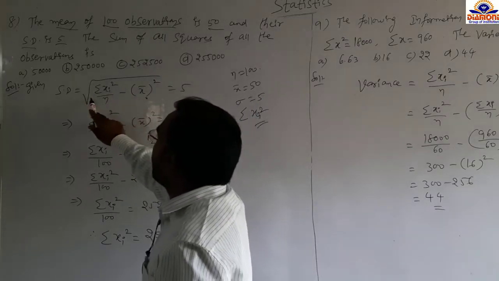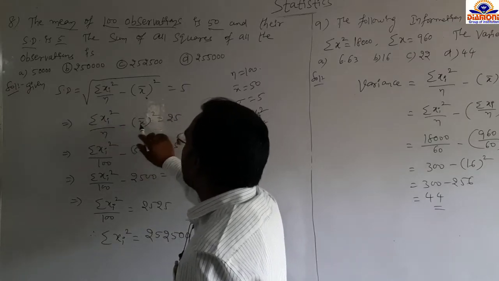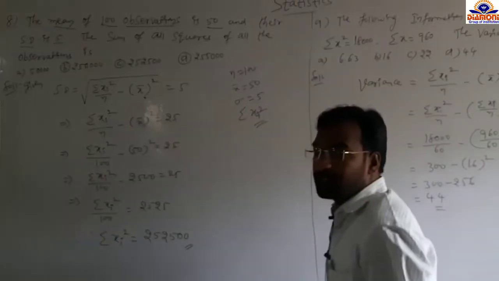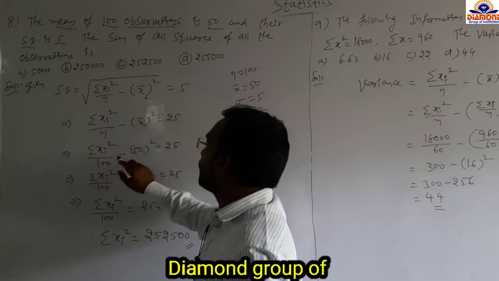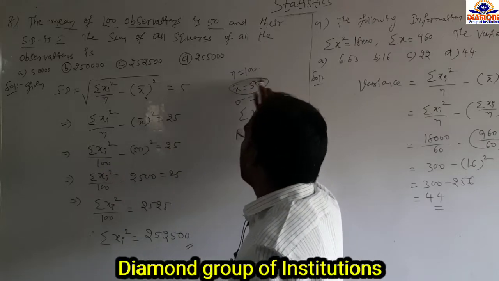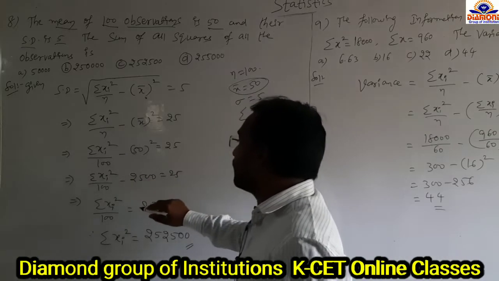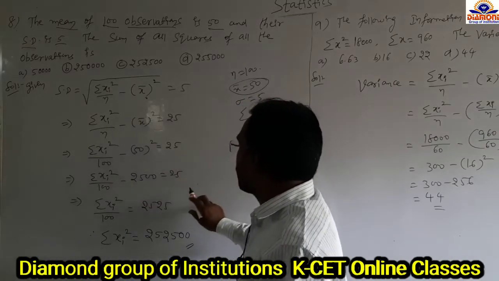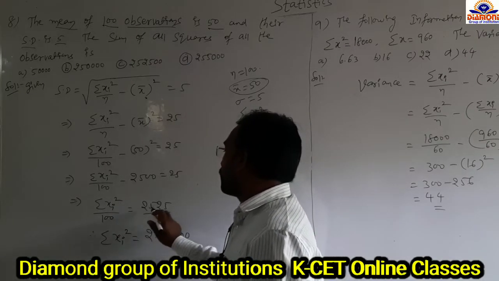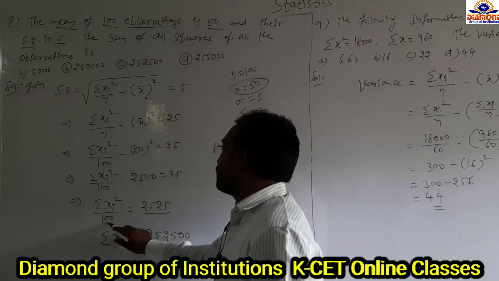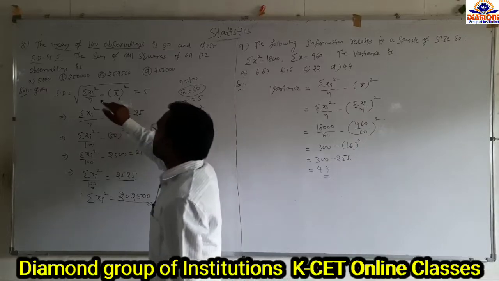So how to remove the square root on both sides? Squaring both sides, summation xi square by n minus x bar whole square equals 25, since 5 square is 25. Here n equals 100 and x bar equals 50. So 50 square is nothing but 2500. Moving 2500 to this side, you get 2.25 (that is, 2500 plus 25 in the ratio form). So summation xi square by 100 equals 2.25. Multiplying by the denominator 100, we get summation xi square equal to 2,25,00. So the option is C.